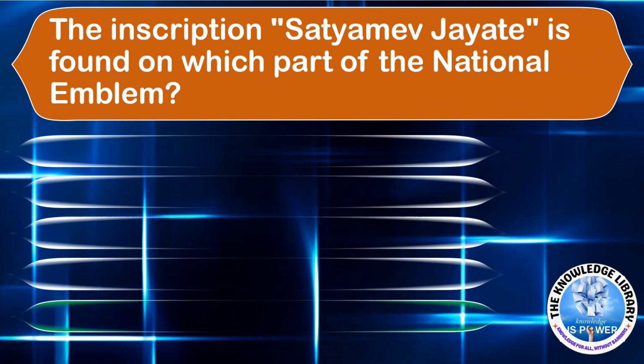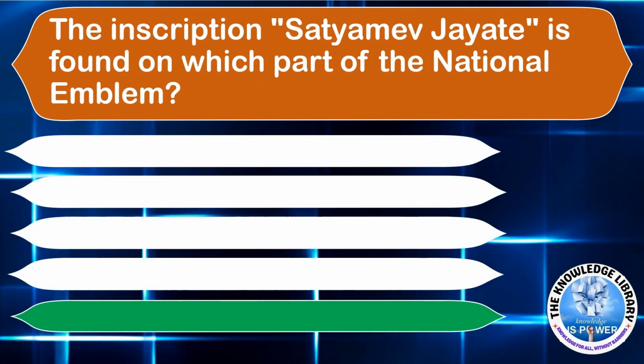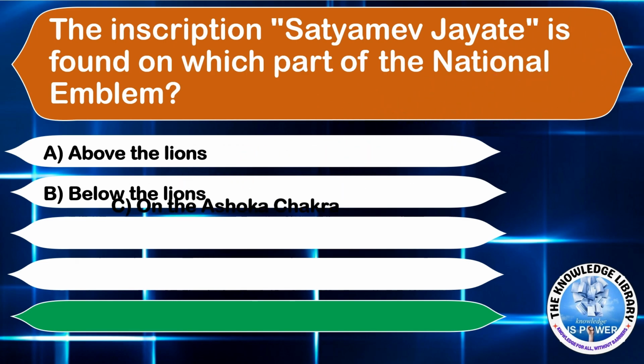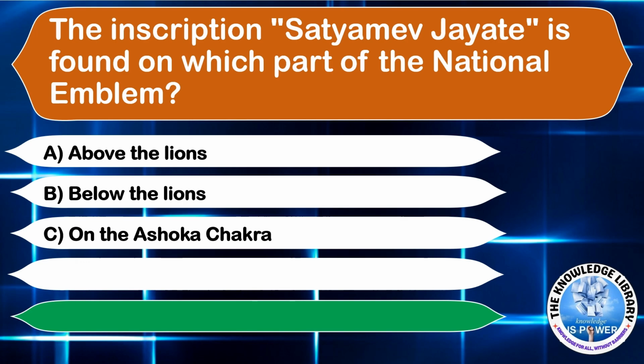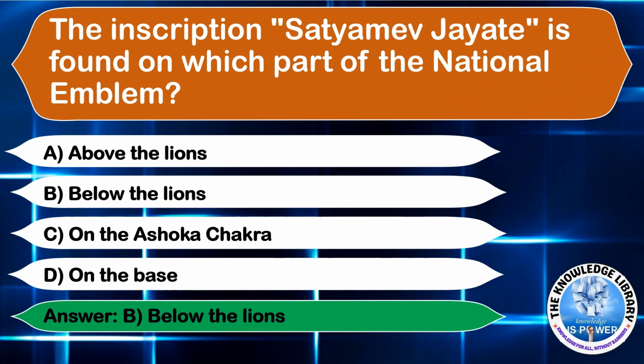The inscription Satyamev Jayate is found on which part of the national emblem? Option A, above the lions. Option B, below the lions. Option C, on the Ashok Chakra. Option D, on the base. The correct answer is option B, below the lions. Move to the next question.